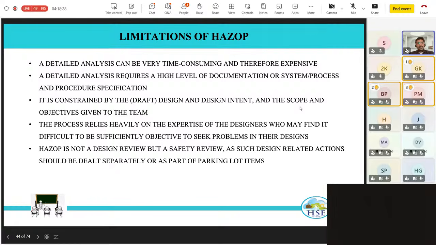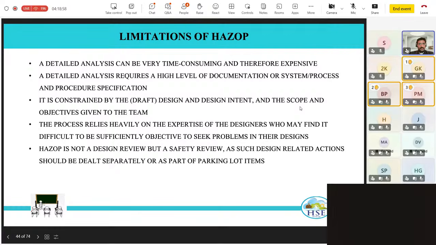The process relies heavily on the expertise of the designer, who may find it difficult to be sufficiently objective to seek problems. This is what happens many times in a forum, especially with the process leader or SME. They are the ones who have designed the system, and they are reluctant to accept any recommendation or action because they consider it a shortcoming in the design. But that is not the case. It is actually a complementary exercise to your design.